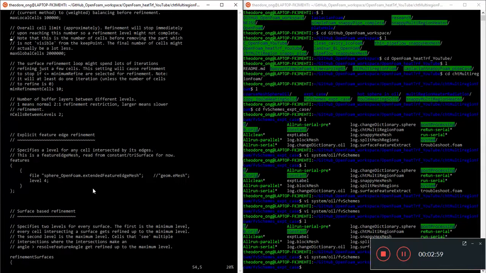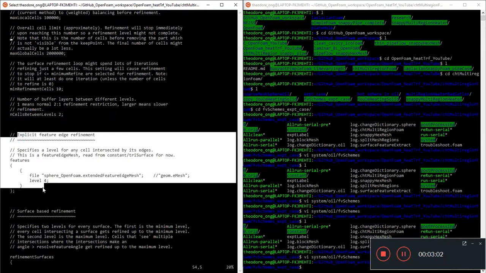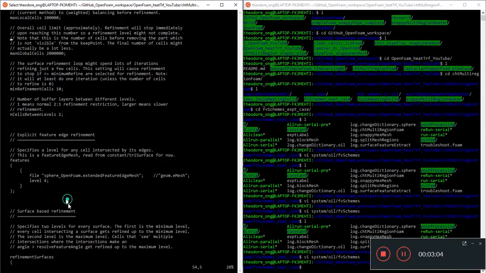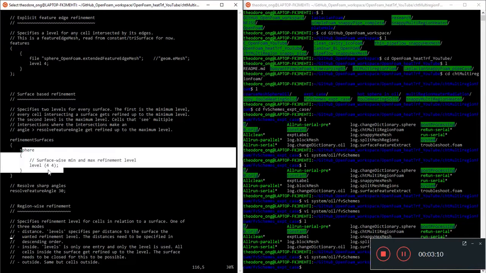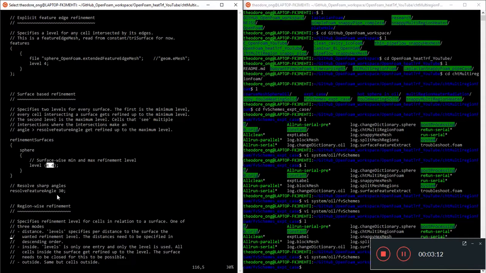So what I did was I go to system, snappyHexMeshDict, and over here I have this explicit feature edge refinement. I increase it to level 4, and of course the surface-based refinement, especially for the sphere. The maximum and minimum, I increase the refinement to level 4, meaning it will refine from level 2 to level 4, about 16 times as much. There'll be a much finer mesh.